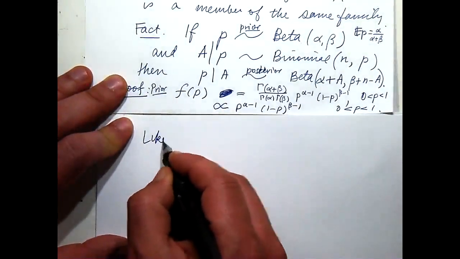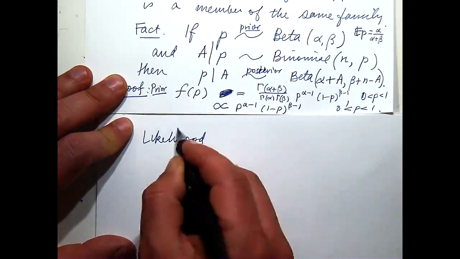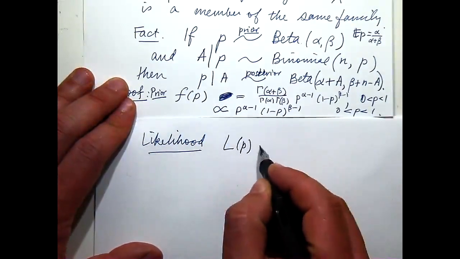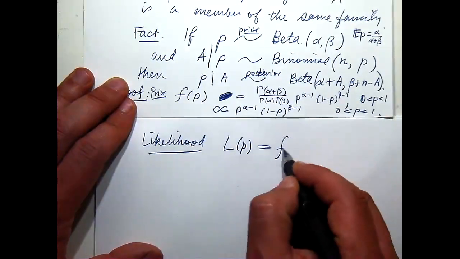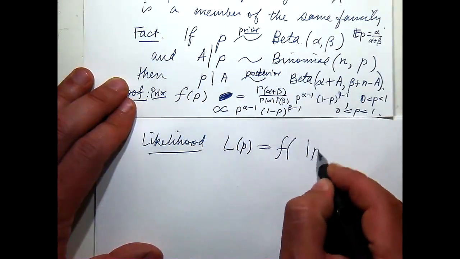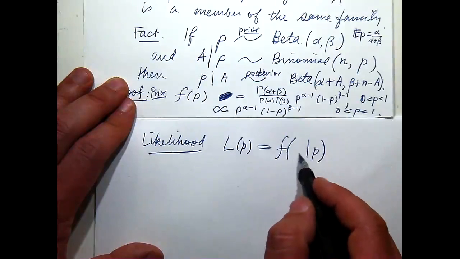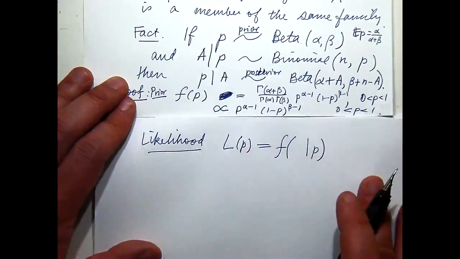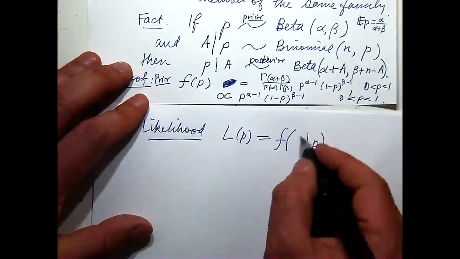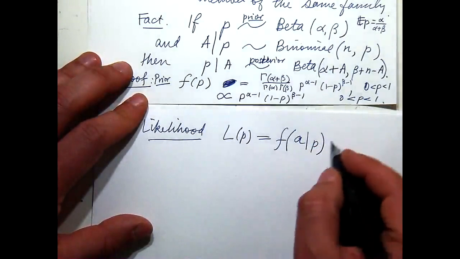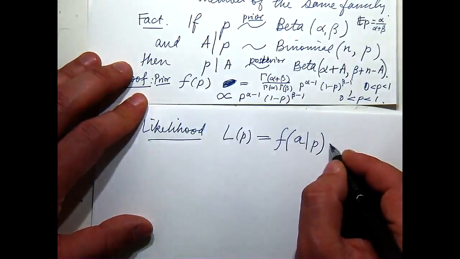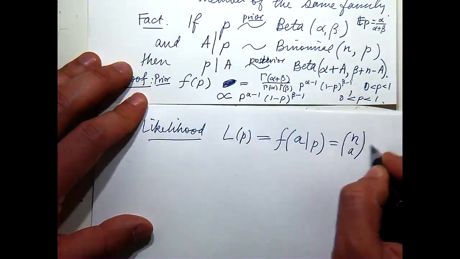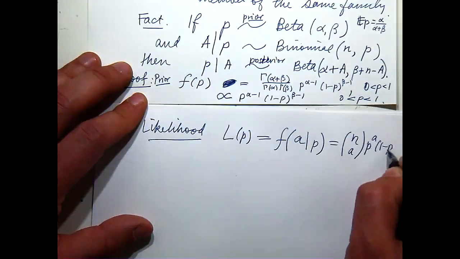The likelihood. Now remember, the likelihood, you can call it the likelihood of the parameter p, but that's actually the same thing as the density of A given p. It's not actually the density of p, because the density of p doesn't make sense in the frequentist framework. It's the density given p. The density of A given p is, once again, n choose A, p to the A, 1 minus p to the n minus A.